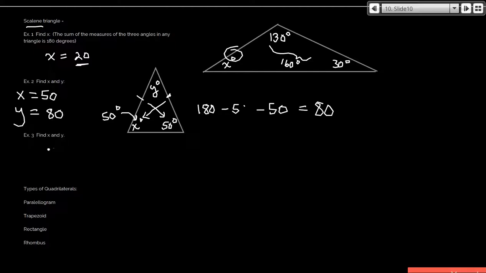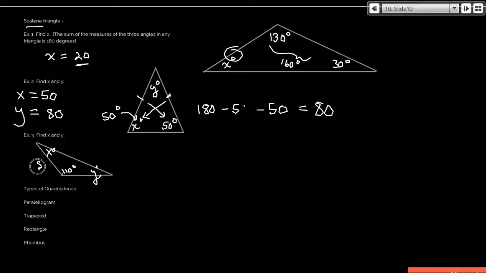All right, one more. All right, here we have another triangle. This one is an obtuse triangle because it has an obtuse angle. So we have 110 degrees, x degrees, and y degrees. There we go. So we're finding x and y again.